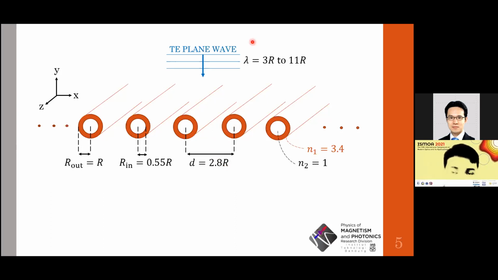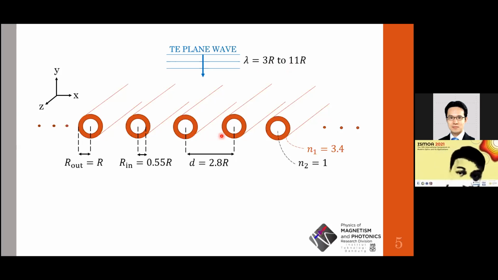And as for the wavelength, we take the range of wavelength to be from 3 times R to 11 times R. And again, why do we take this range? It's because we want to make sure that the wavelength is larger than the size of the tube and larger than the interparticle distance. We do that because we want to neglect the effect of classical diffraction.